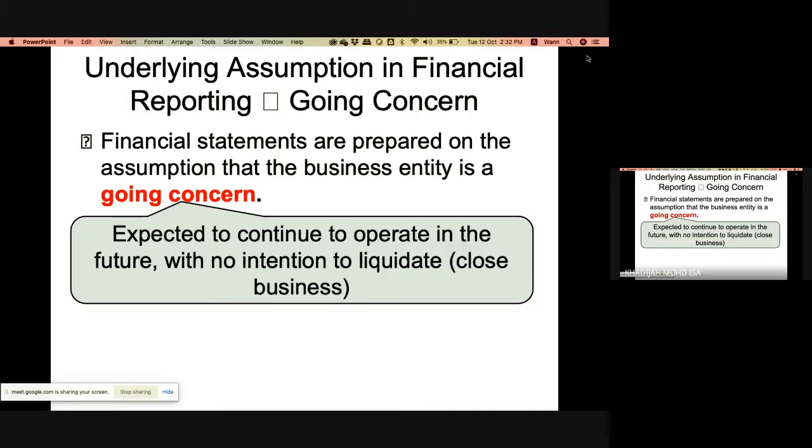Especially when we had this COVID pandemic scenario, many companies were not able to go on as a going concern, because they could not make sales. For example, we were talking about this before. I went to Melawati Mall last Sunday, I think.